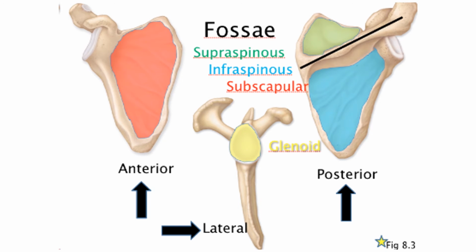This view is concentrating on the fossae, the depressions present in the scapula, and there are orange, green, and blue, three fossae present in the scapula, and in addition the yellow one, the one that has articulation with the head of the humerus. The slide is self-explanatory.